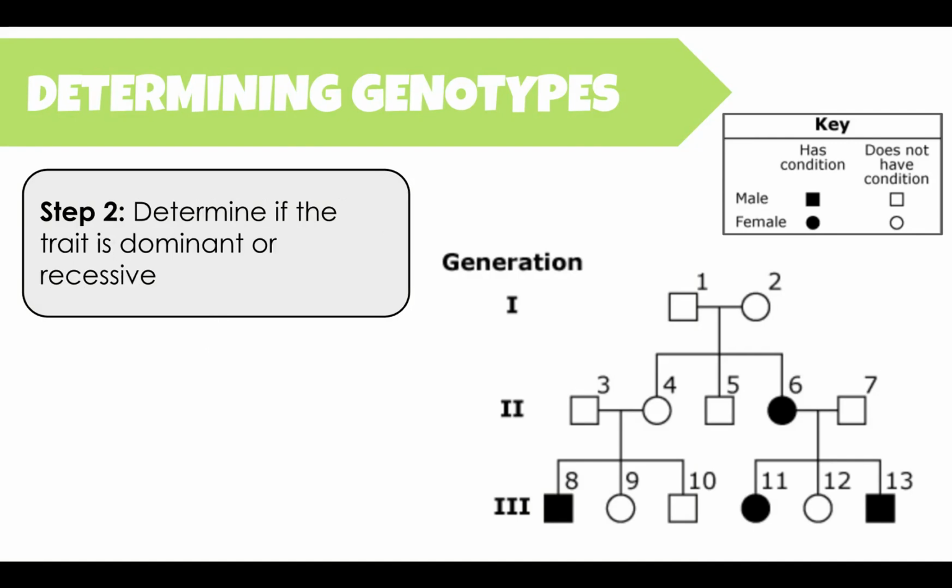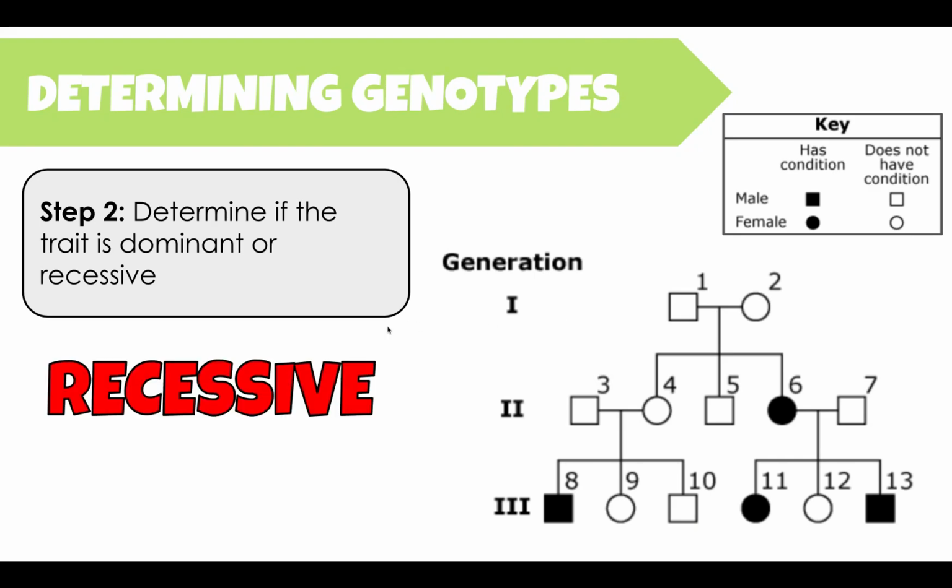So step 2 says determine if the trait is dominant or recessive. So I'm looking at this pedigree. I want to see, does the trait appear in every generation or does it skip a generation? So I see that generation 1 does not have the trait, but it appears now in generation 2 and in generation 3. So that tells me I must be dealing with a recessive trait because it does not appear in every generation. So I know that my trait is autosomal and I know that it's recessive.